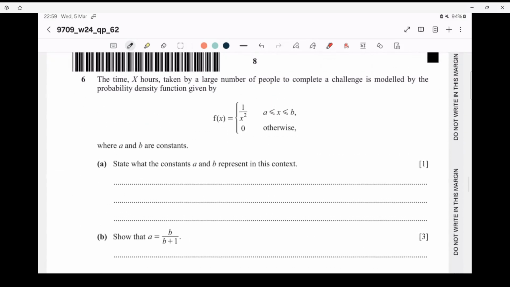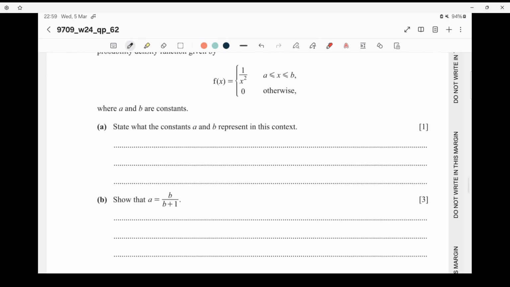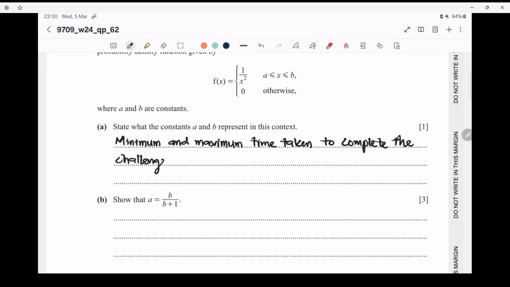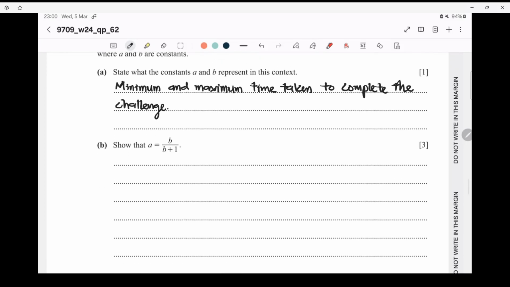Question 6. What are the constants A and B? So it will be the minimum and maximum time taken to complete the challenge. Show that A equals to that.